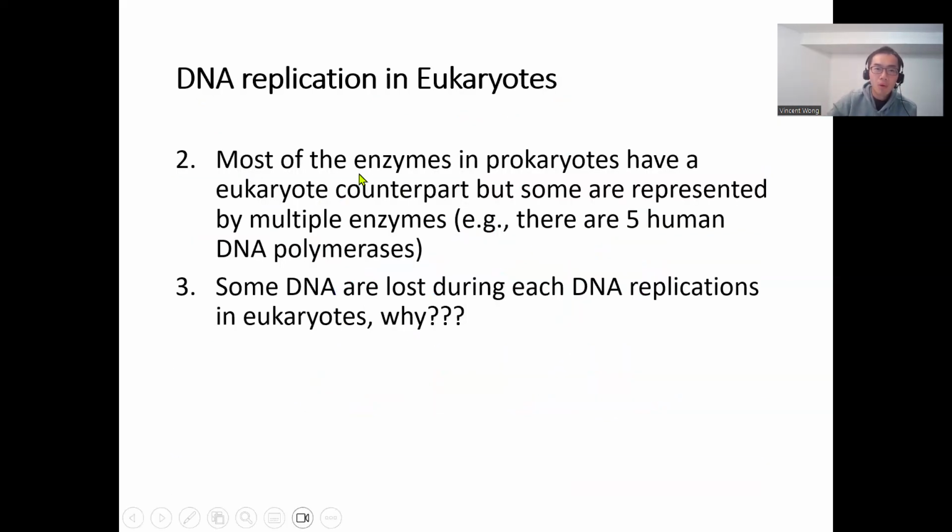The second difference is that most of the enzymes in prokaryotes have eukaryotic counterparts. Like they have helicase, we also have helicase. They have primase, we also have primase. But sometimes the counterpart is represented by multiple enzymes. So take polymerase, for example. There are only 1 and 3 for the bacteria, right? But in humans, there are 5 different DNA polymerases. It's just because we're more complicated, right? We need to do things slightly differently. That's the only reason.